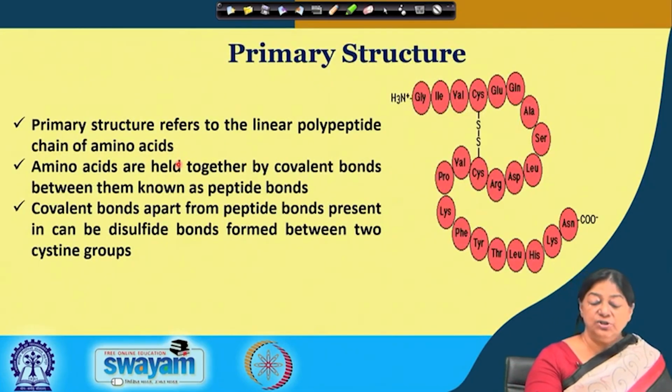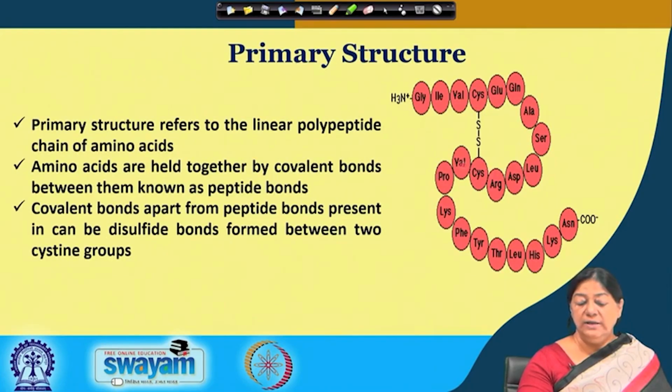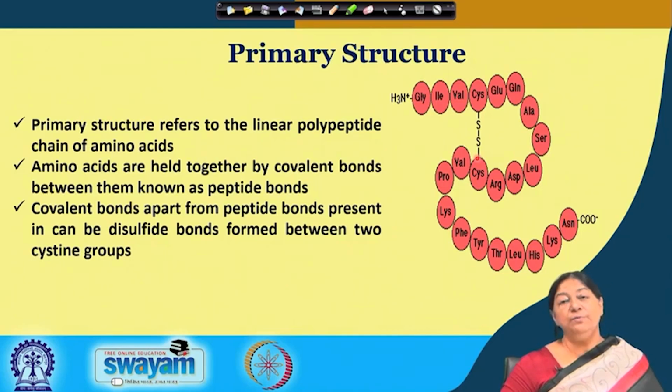So, the primary structure of the protein refers to the linear polypeptide chain of the amino acids. What are these linked by? These are linked by peptide bonds. This is the amino terminus and this is the carboxyl terminus of this short chain, and the only other covalent linkage is the disulfide linkage between two cysteine residues. So, apart from the covalent bonds present in proteins through the peptide linkages, we have those of the disulfide linkage.